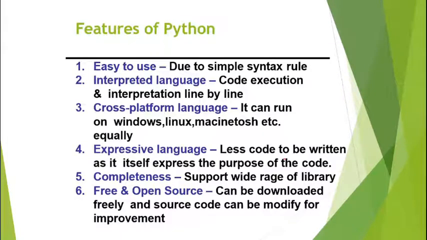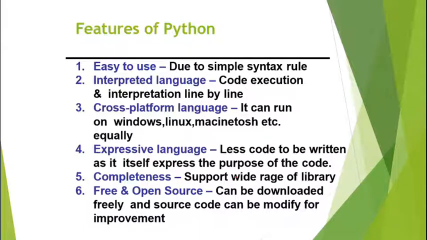Now, what we have learned in the previous session is that there are so many features of Python language. It is easy to use due to its simple syntax rule. It is an interpreted language which helps us to execute or check each line of the code line by line. On the other hand, the compiler executes the whole program at one time and shows all the errors at one time, which sometimes makes it cumbersome or complex. It is also a cross-platform language. Cross-platform means it can run on Windows, Linux, Macintosh, or any operating system. It is also an expressive language. Expressive means we have to write less code to do more and more jobs.